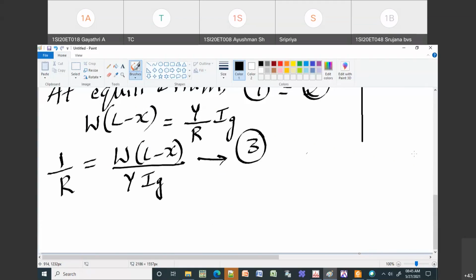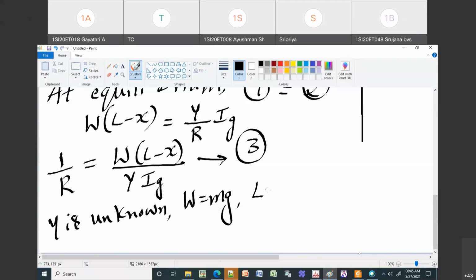Now, Y is your Young's modulus, which is unknown. W is nothing but M times G. I know how much mass I am applying: 0.5 kg, 1 kg, 2 kg, 3 kg. I can find the length of the beam by taking a scale. X is the point where you are applying the load, which can also be found using a scale.